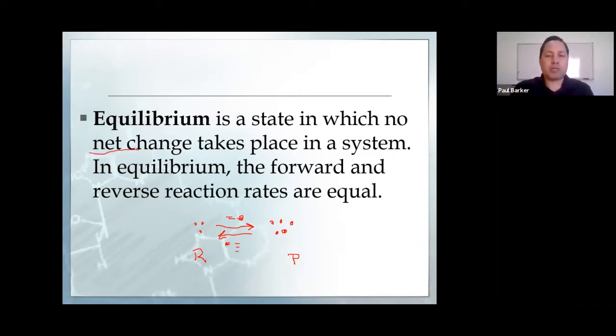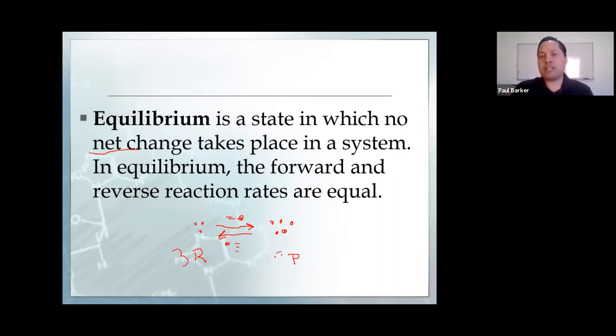Now, a misconception that students have is that equilibrium takes place when there's equal numbers of reactant and product. No, that's not the case. In this scenario that is in equilibrium, when you have the same number of molecules going back and forth, notice that for the reactant, we have 3 molecules, and for the product, we had 5.